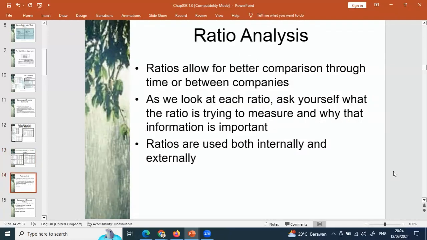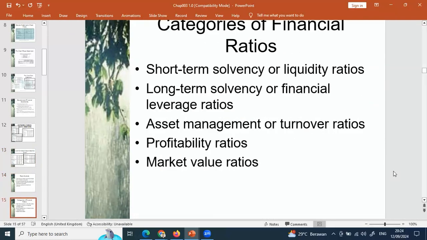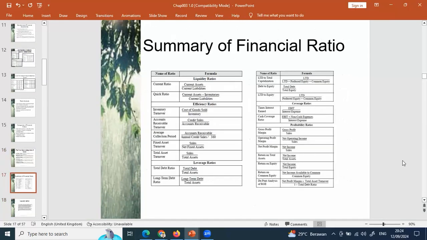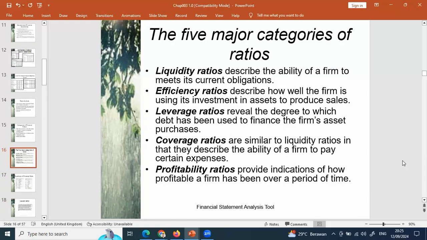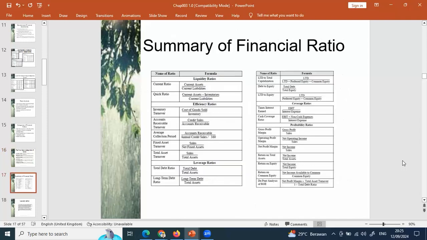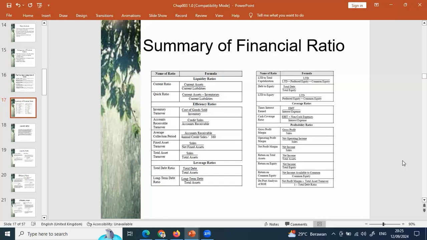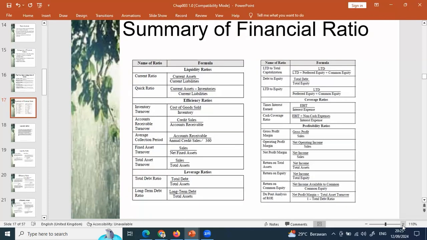Okay. Next is ratio analysis. The ratios are divided into 5 major categories. They are liquidity ratio, efficiency ratio, leverage ratio, coverage ratio, and profitability ratio. This is the summary of the financial ratios. This is the formula.